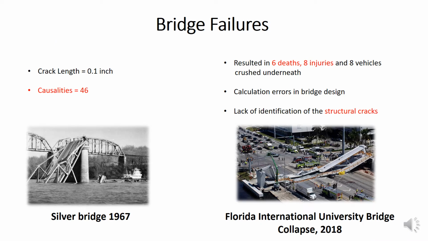There are some other bridge failures. Likewise, the Silver Bridge failure in 1967 in the USA, where a crack length of 0.1 inch led to the deaths of 46 people. Here you can see this part of the bridge has fallen down. And this was the Florida International University Bridge, which fell down and led to 6 deaths and 8 injuries, where 8 vehicles were crushed underneath.